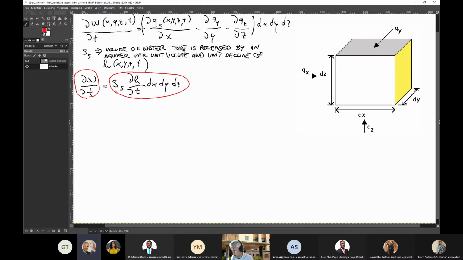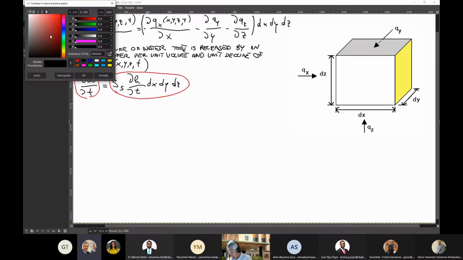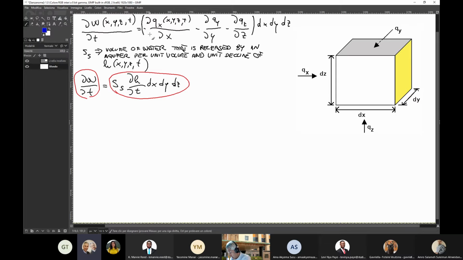But then I can substitute in the above equation. I take the right-hand side of the equation and I bring it here. Okay, so let me now rewrite it. Minus derivative of Qx with respect to X, minus derivative of Qy with respect to Y, minus derivative of Qz with respect to Z. I just rewrote it.